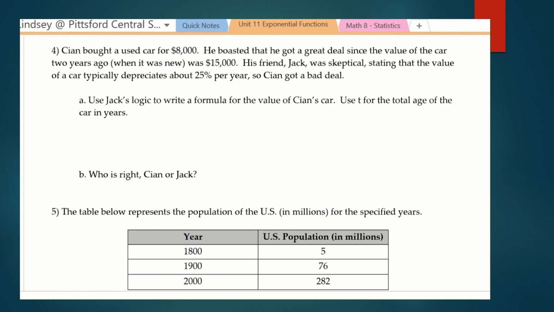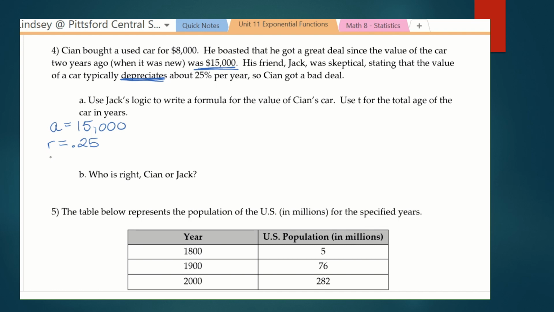Okay, so let's think about those key pieces that we need. We need a starting value. The starting value is how much the car was worth when it was new. When it was new, it was worth $15,000. So our A value is $15,000. All right, our decay factor here, and I say decay factor because our car is depreciating in value. It's going down. So our decay factor is 25%. Turning that into a decimal gives me 0.25.